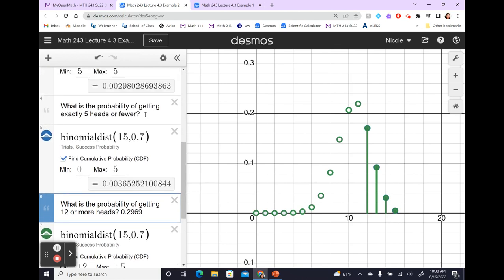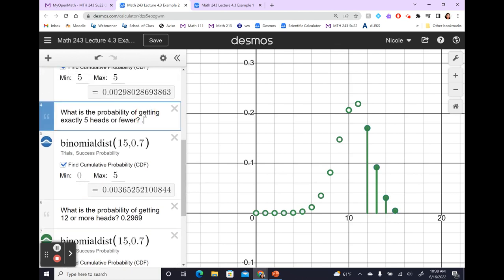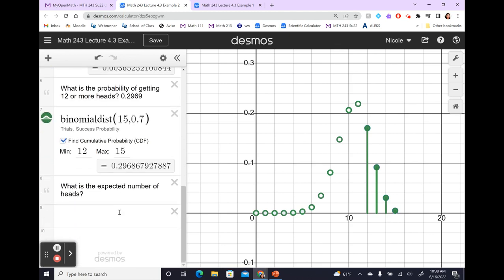Probably should have put the answer into this one. Sorry. We'll put that in now. 0.0037. All right, and now what is the expected number of heads that we're going to get?